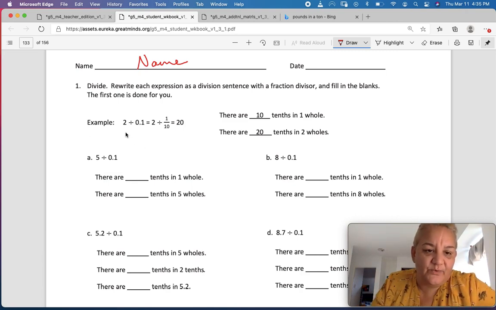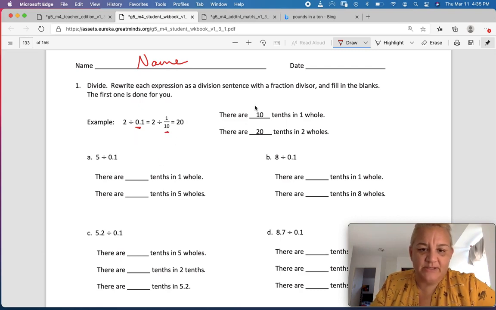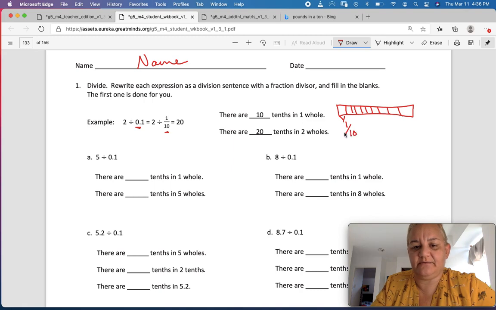Okay, so we are going to turn this decimal into a fraction, okay? And then we're going to talk about how many tenths in a whole and how many tenths in 2 wholes. So 2 divided by 1/10 equals 20. So how many tenths are in 1 whole? You already know this because if you were to divide 1 whole by 10, you would know that each of these is 1/10, right? So how many of them are in 1 whole?